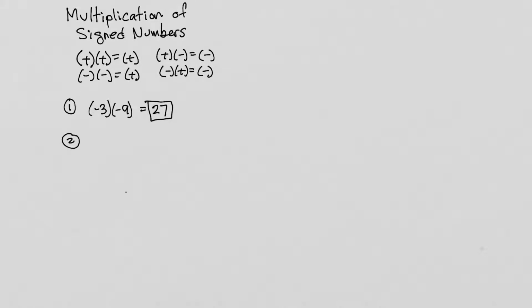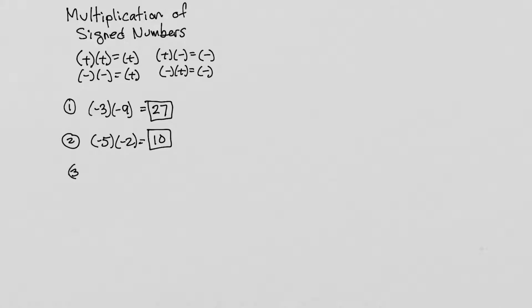Here's number 2. Actually, why don't you try this one here? So I'll write down negative 5 times negative 2. Why don't you pause it and see what you get? So I'm thinking we're multiplying two numbers with the same sign, so the result's going to be positive. And the absolute values, well, we get 5 and 2. 5 times 2 is 10, so the result here is going to be positive 10.